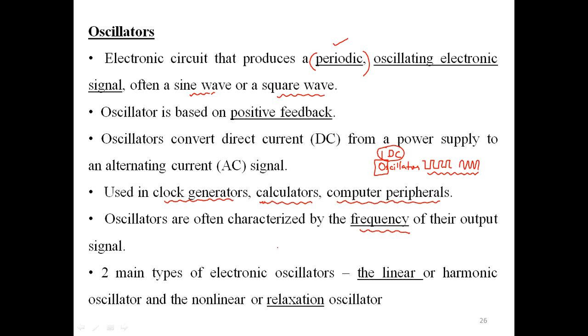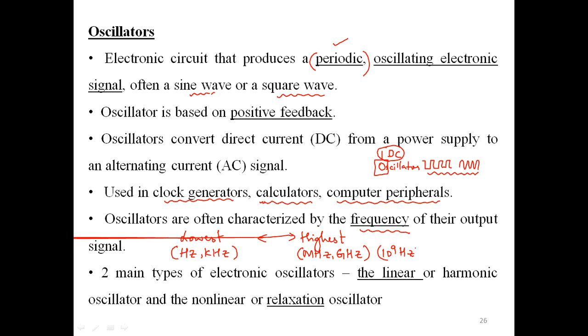So what do you mean by that? How can we classify, how can we characterize the various oscillators? We can characterize them based on the frequency of their output signal, which means the oscillations range from the lowest to the highest frequencies. Whenever we say lowest, it could be just in hertz or in kilohertz, whereas highest is usually in megahertz, and in some cases there are oscillators which can produce oscillations in the gigahertz range also. You know that 1 giga is 10 raised to 9 hertz, right? So the point is we have a wide range of frequencies that a particular oscillator can generate.